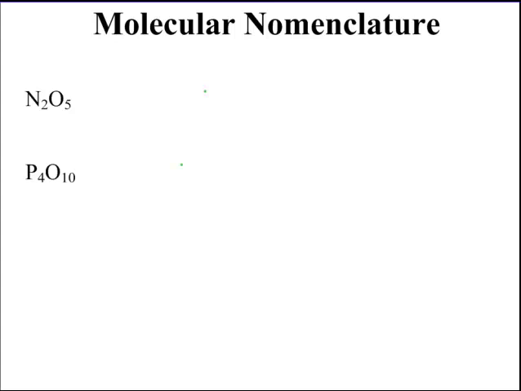Here's 2 examples. On the first one, we're going to name the element N, which of course we know is nitrogen. On that, we're going to put the prefix for 2. That prefix is di. Then we're going to do the same thing for the second half. We're going to put the prefix for 5. That's the prefix penta. And then we're going to name the element O. We're not going to use the whole name for O. We're going to use the ending IDE on it, so that's going to turn into oxide. We're always going to use the IDE ending for molecular compounds.